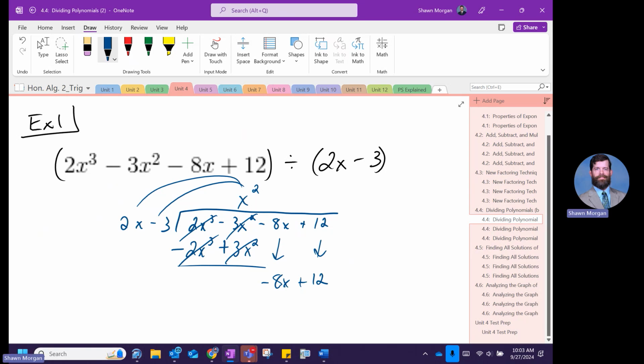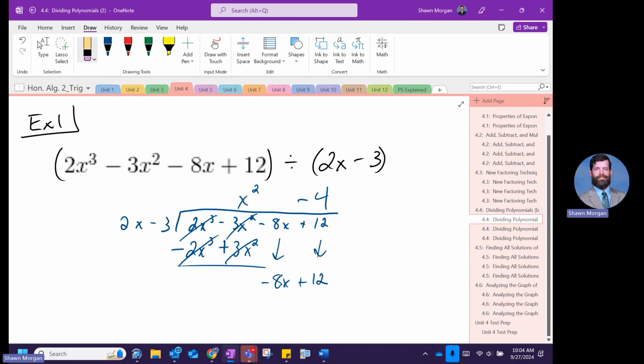All right. Speaking of Christian, help me out here. What times 2x is going to give me negative 8x? Good. So we'll say negative 4. And again, to Blake's point, where did I put the 4? That's just a habit. You don't have to do that. It's not necessary. I just like doing that for my sake.